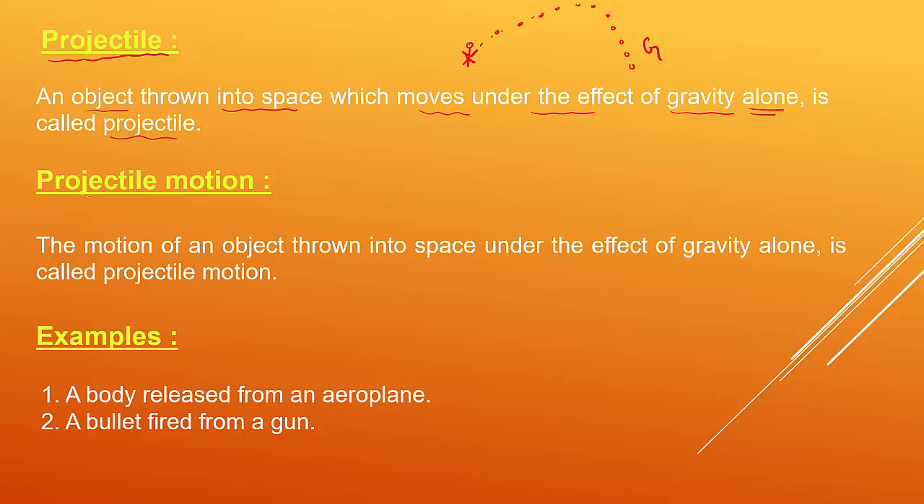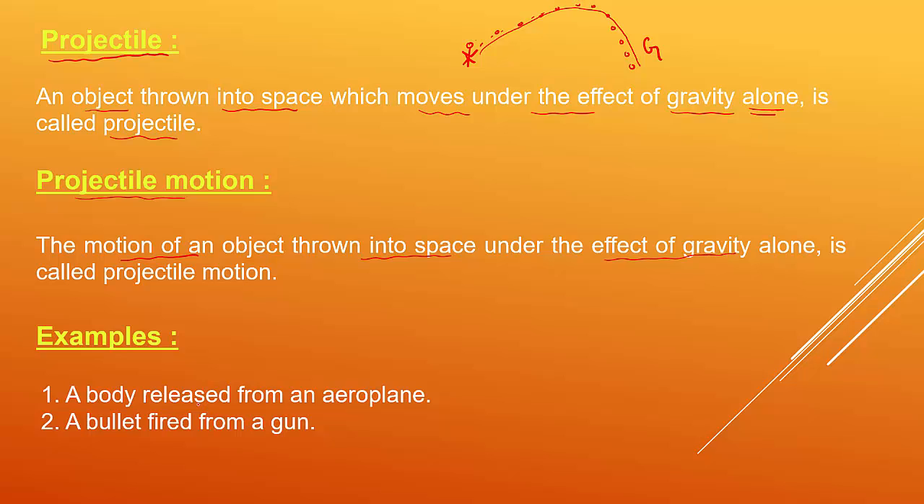Then the second point, projectile motion. Projectile motion means the motion of an object when it is thrown into the space under the effect of gravity alone. What is projectile motion? The motion of an object thrown into space under the effect of gravity alone is called projectile motion.